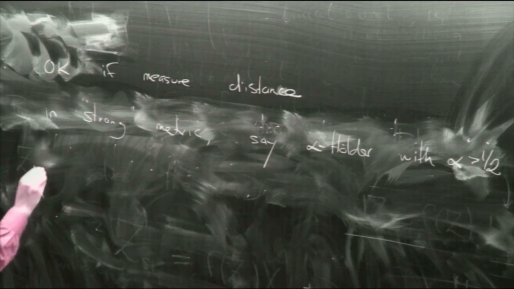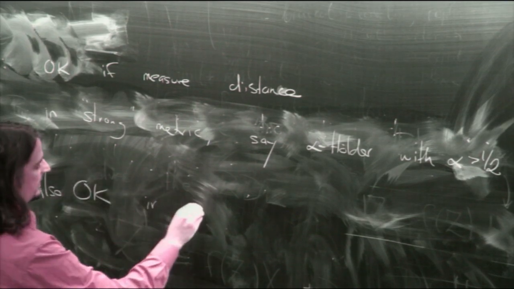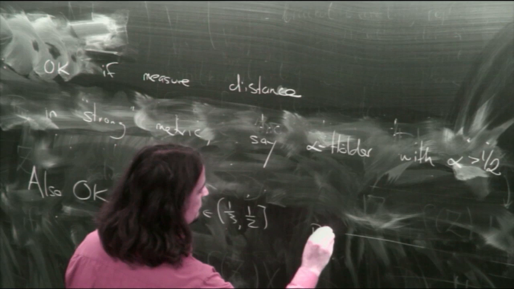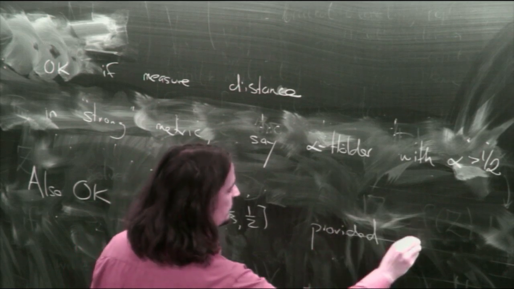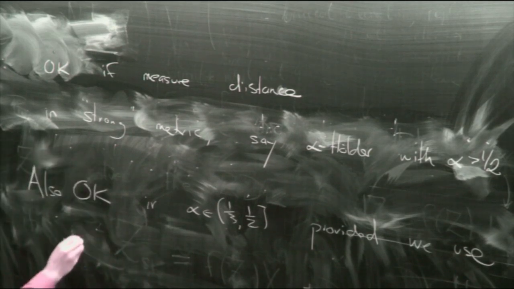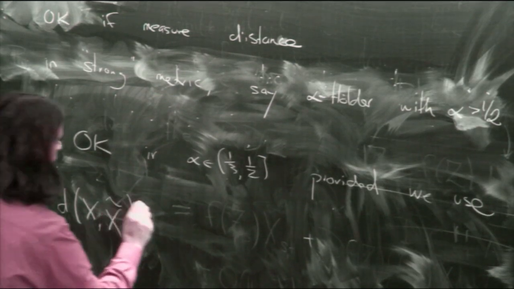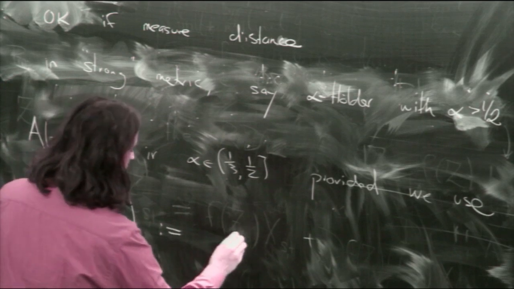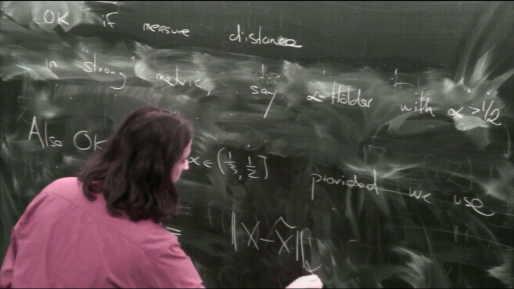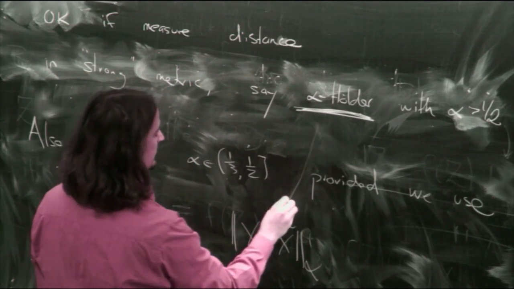But it's also okay in alpha between 1/3 and 1/2, provided we use the following metric, dx minus d x tilde. Okay, so this is the one I mean here, alpha Hölder.